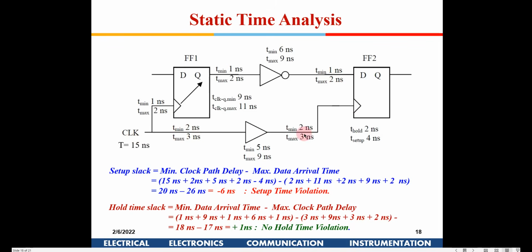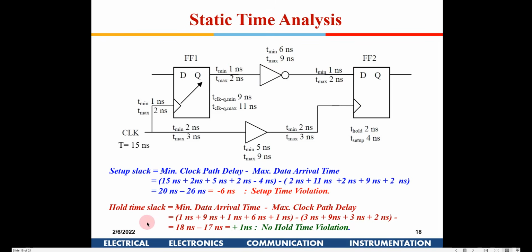So in the clock path we are taking all the best case scenarios, and 15 is fixed, but here the best is 2, here the best is 5, here the best is 2, and then setup time is 4. So we are putting a minus out here, 4 nanosecond, whereas in the data path we are taking the worst case 2 nanosecond, here again 2 plus 9 plus another 2. So I have a setup time violation.